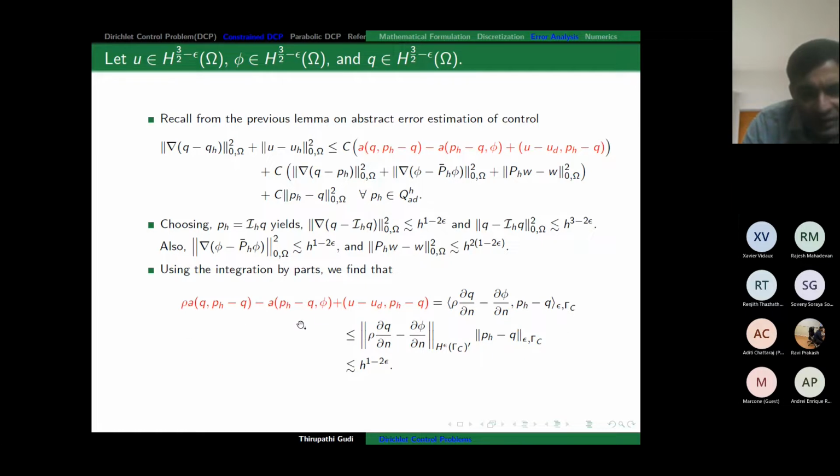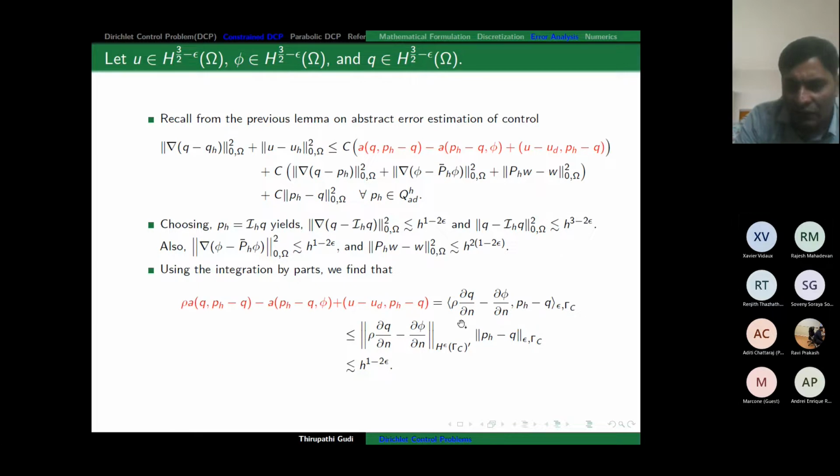But if you look at this term and do the integration by parts, what we get is this boundary term, basically, because the constraints are there essentially on the boundary. So if you do the integration by parts in these first two parts, and then phi is satisfying the equation, what we get is rho times del Q by del N minus del phi by del N, paired with P_H minus Q. And this is the duality pairing between the H epsilon and the dual space of the H epsilon on the boundary. This is not the L2 inner product, but the duality pairing.